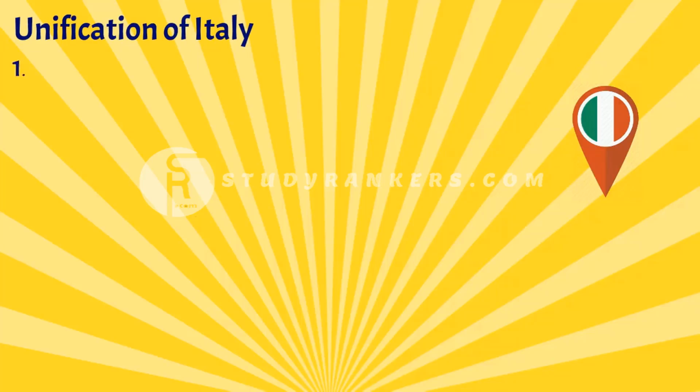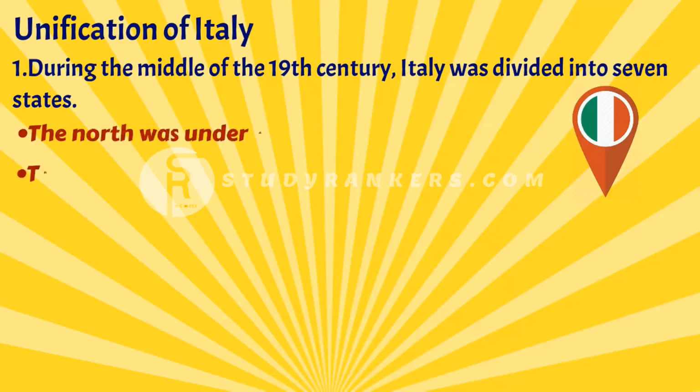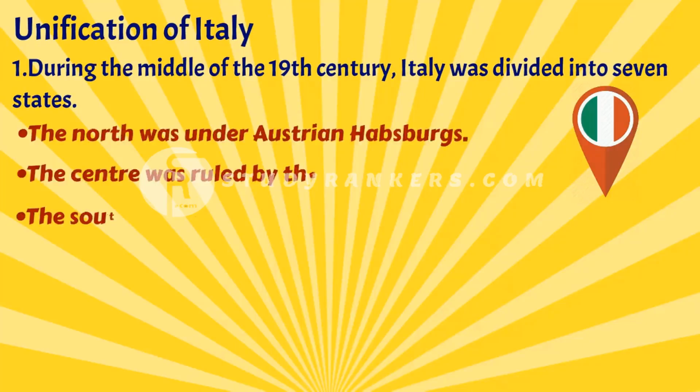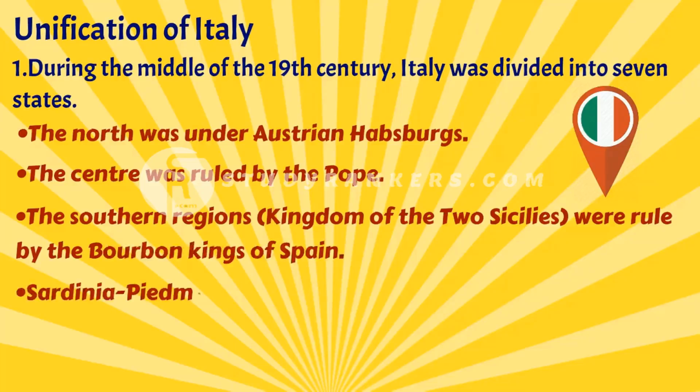Italy was divided into several dynastic states and also in the multinational Habsburg Empire. Talking about the unification of Italy, during the middle of the 19th century, Italy was divided into 7 states. The north was under the Austrian Habsburgs, the center was ruled by the Pope, and the southern regions, that is the Kingdom of the Two Sicilies, were ruled by the Bourbon kings of Spain. Only one state, Sardinia-Piedmont, was ruled by an Italian princely house.